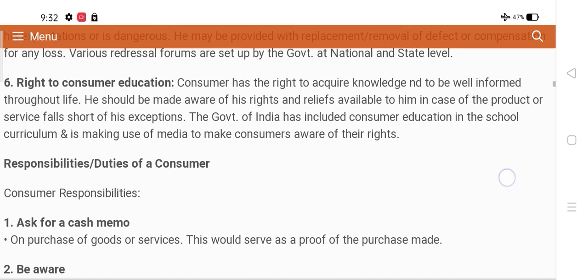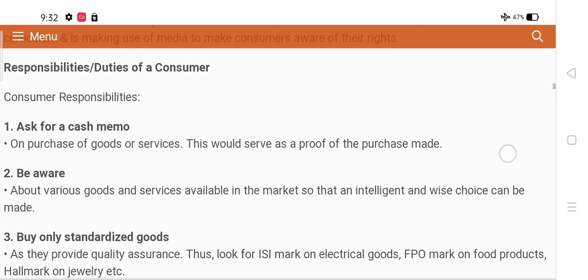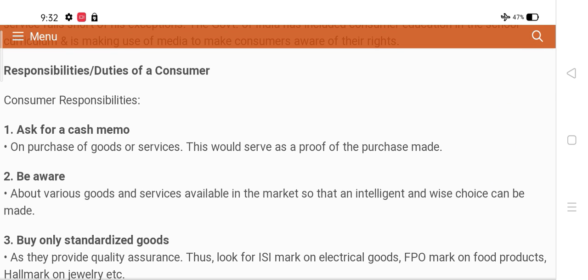Now what are the responsibilities of the consumers? There are certain responsibilities of the consumer also. The first responsibility of the consumer is to ask for a cash memo on purchase of goods or services. The consumers should always ask for a cash memo, because this would serve as proof of the purchase made.